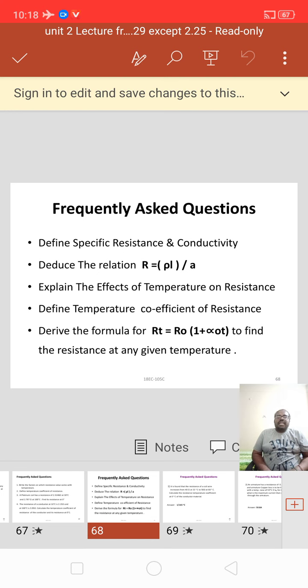Next one is, derive the formula R_T equal to R naught into 1 plus alpha naught into T to find the resistance at any given temperature.